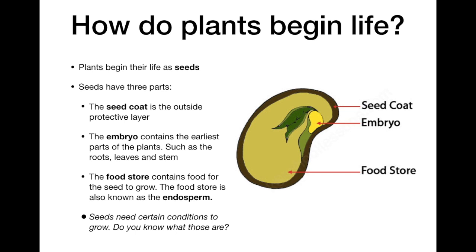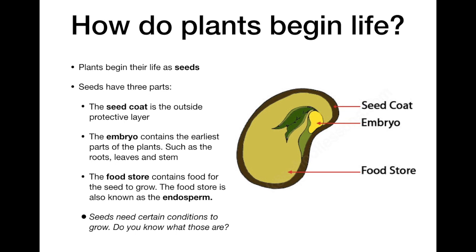How do plants begin life? Plants begin their life as seeds. Seeds have three parts. First, the seed coat is the outside protective layer. You can see it on the outside of the seed there. It's that dark brown portion.